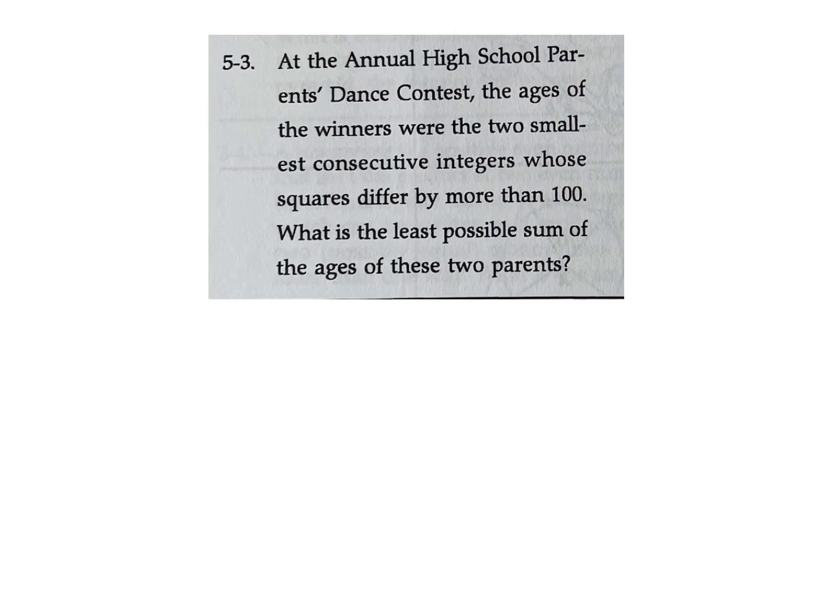At an annual high school parents' dance contest, the ages of the winners were the two smallest consecutive integers whose squares differ by more than 100. What is the least possible sum of the ages of these two parents? All right, so we have two consecutive integers, n and n plus 1. And then they have told me that the difference of the squares, so n plus 1 squared minus n squared, has to be greater than 100.